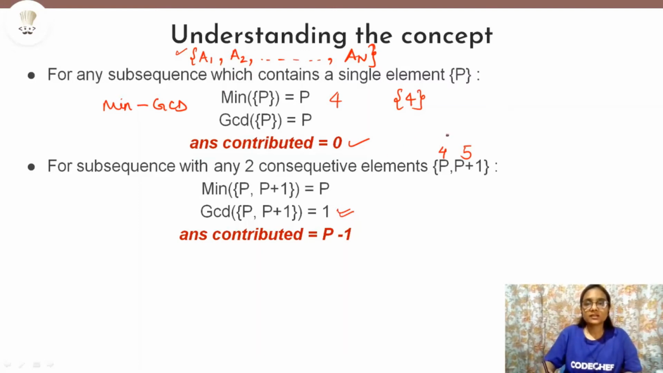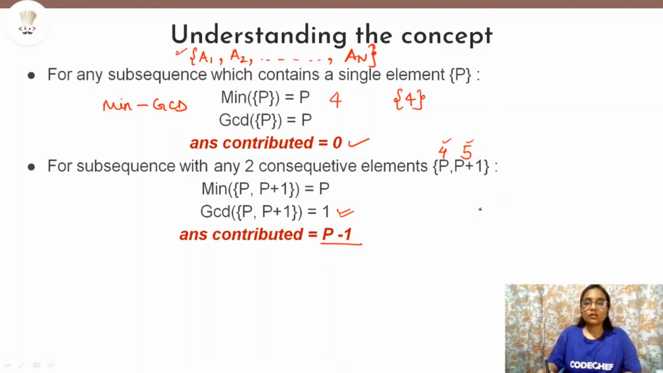Why? Because this one is even and this one is odd. So according to the Euclidean GCD formula, we can say that the GCD will always be 1 for these 2 elements. So the answer contributed by such a scenario will always be p minus 1. P minus 1 will be contributed to the summation.